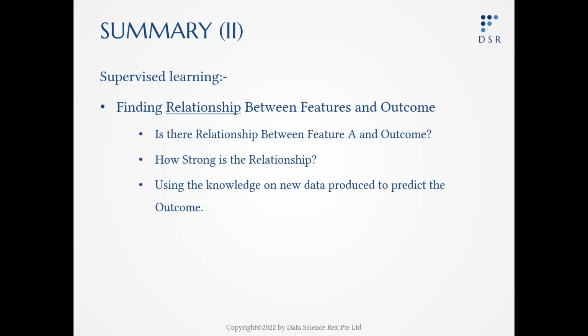So in the end, supervised learning really is finding relationship between features and outcome by answering a few questions. Like for instance, is there a relationship between feature A and the outcome? If there is, how strong is the relationship? So once you have something in mind already about whether there is or isn't a relationship and how strong the relationship is, you can use this knowledge on new data that comes in and predict the possible outcome.